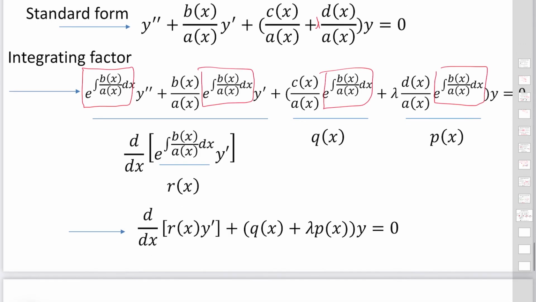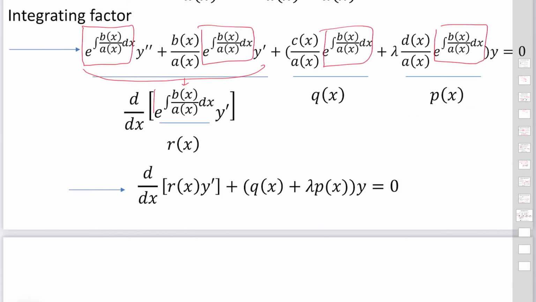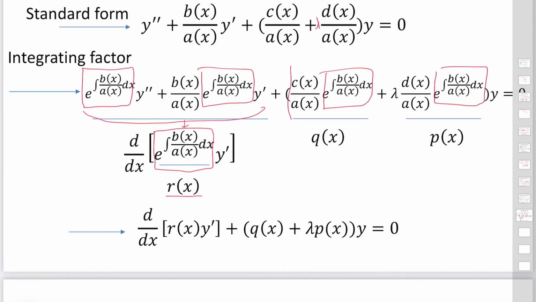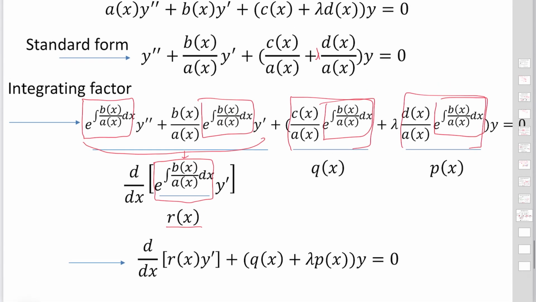And then you can easily find that the first two terms are combined into a single term. You can easily find that the integrating factor actually corresponds to r. These terms correspond to q, and these terms correspond to p. Okay, so I explained how to find the functions r, q, and p from the general form of the differential equation. Okay, this is the end of this session.